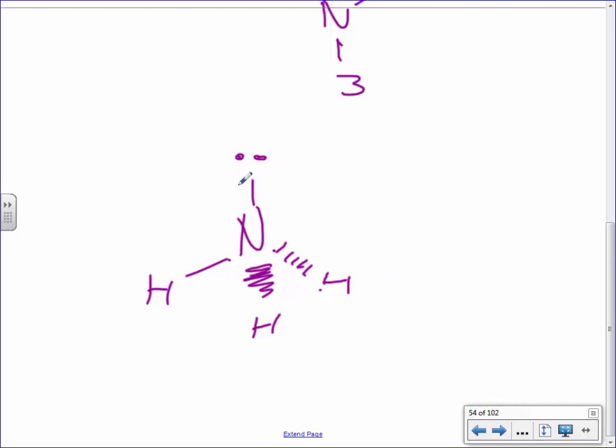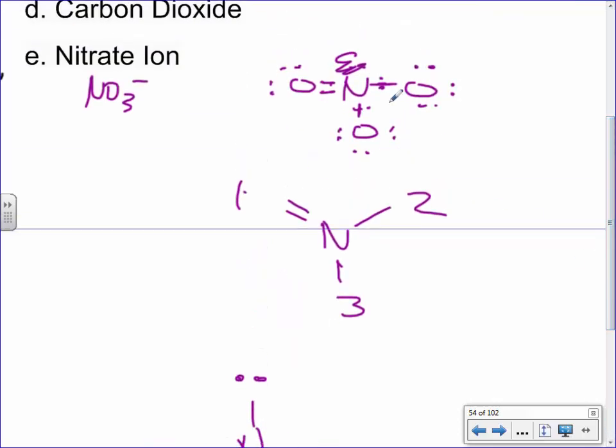Do you guys see the difference here? Because there was a lone pair in ammonia, it means that these guys right here aren't going to be flat across. But in this one right here, because there isn't that lone pair anymore, this is now trigonal planar.